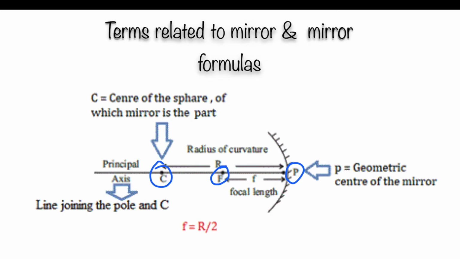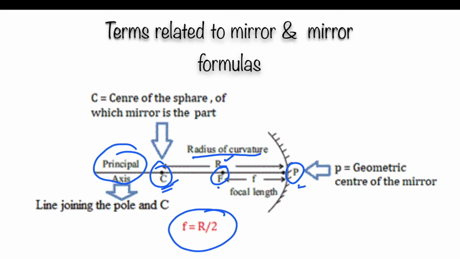The line which joins the center of curvature C and the pole is known as principal axis, and the distance between P and C is known as radius of curvature, represented by R. And the distance of focal point F from the pole is known as focal length of that mirror. The focal length of any mirror is half of its radius of curvature.